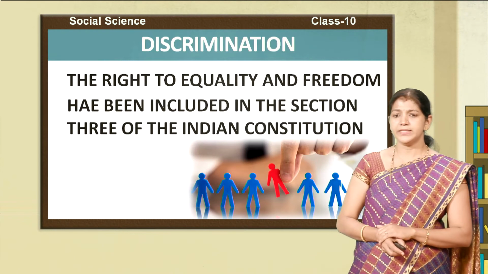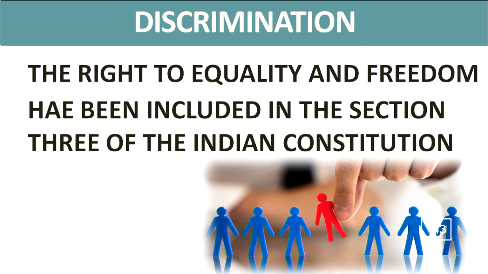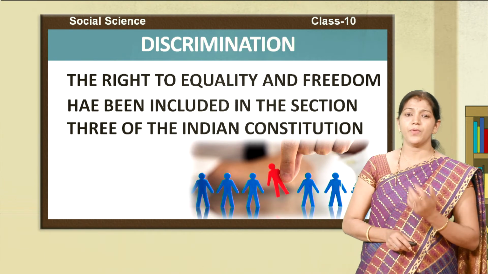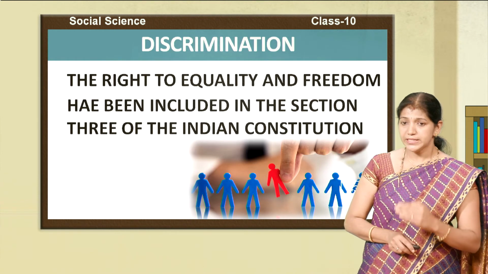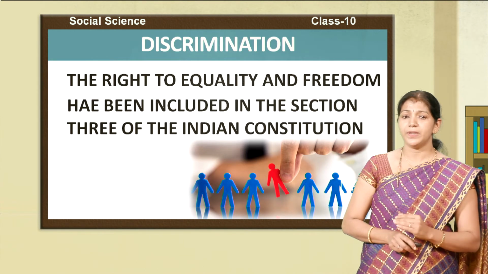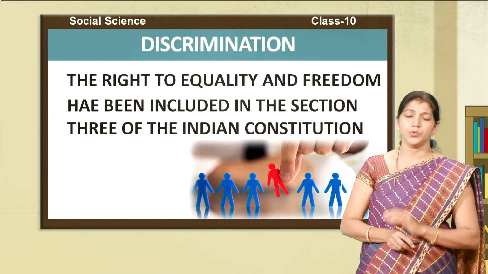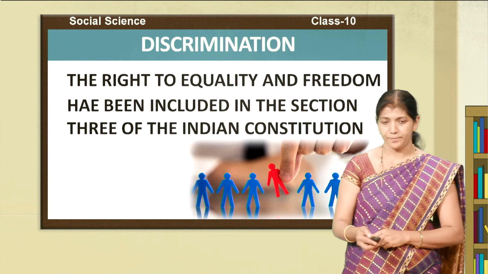How to avoid this discrimination? What is the solution? The Indian Constitution explains the right to equality and freedom, which should reduce discrimination in society. The Constitution provides the right to equality and right to freedom to the people. These are the fundamental rights of people. They avoid caste based discrimination in society. So these are the main solutions to the problem of discrimination.